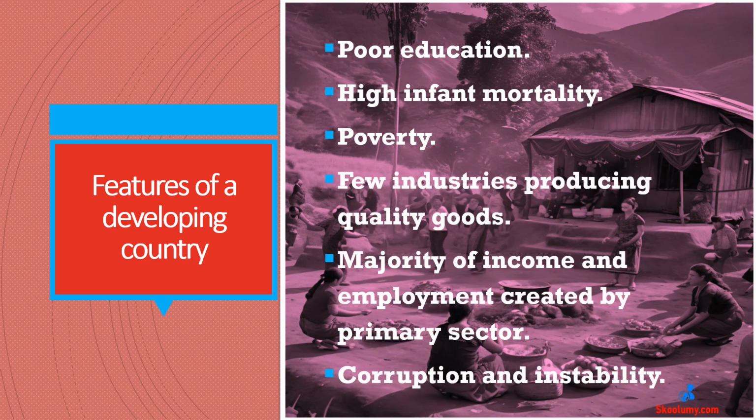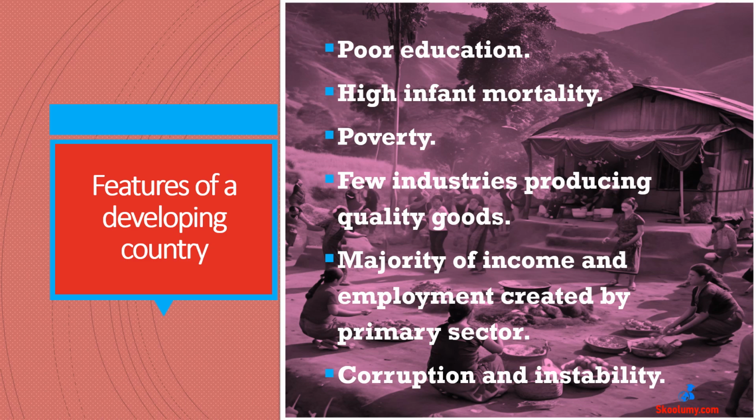Number 5. Poor educational system. There is less access to quality education, and the average number of years spent in school is low. Number 6. High infant mortality. Infant mortality rate is the ratio of the number of children under 1 year dying, compared to the total number of live births in a year. This has to do with access to good health care.